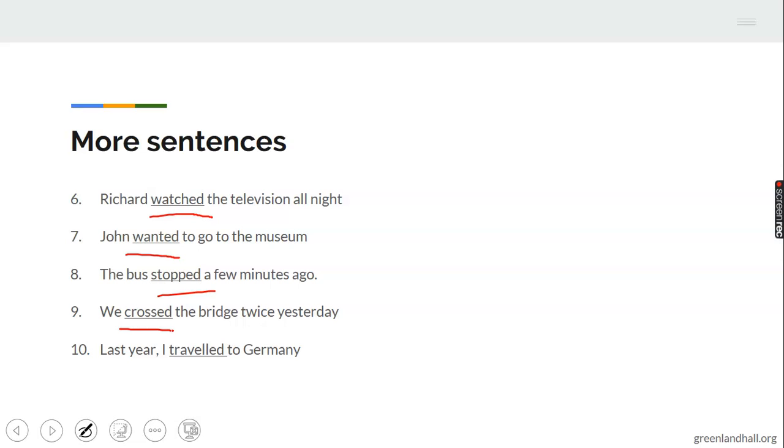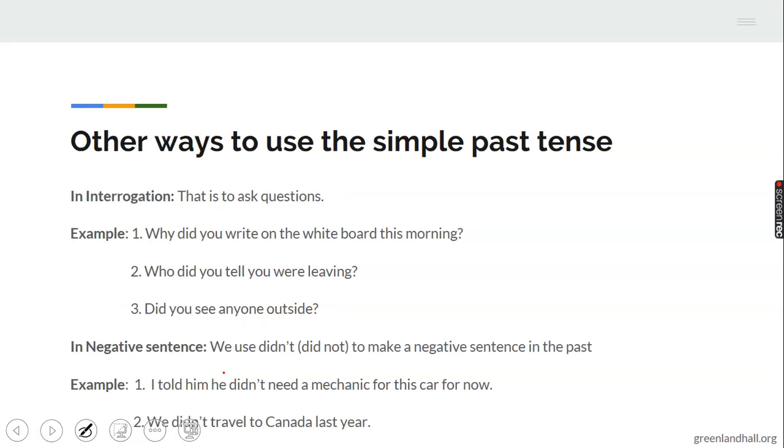And the last sentence there says, last year I traveled to Germany. The word traveled has been underlined, and that is the verb. What form is it used? Is it regular or irregular? That's a regular verb. Very good. You can see that you're coming along with me and you're really getting it.